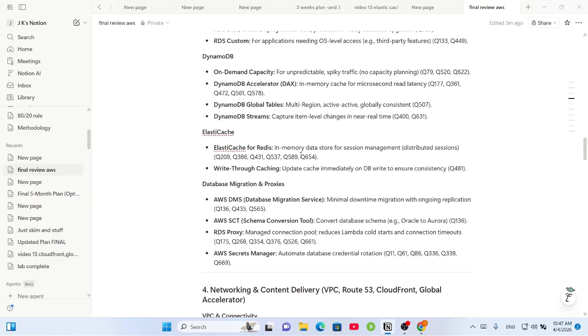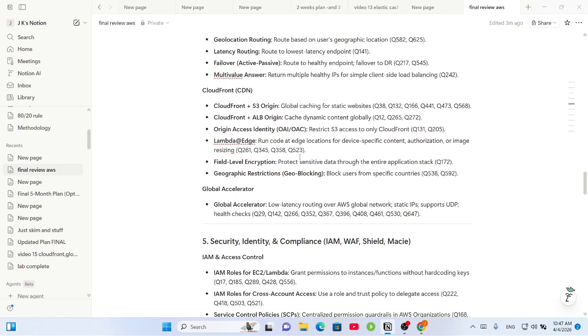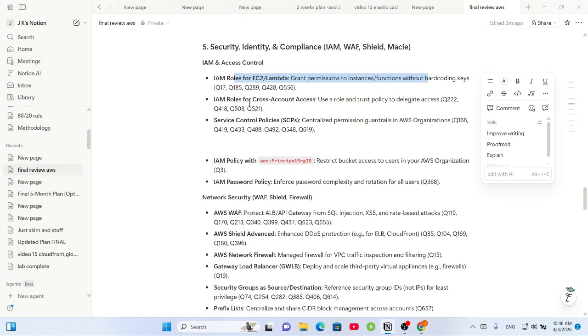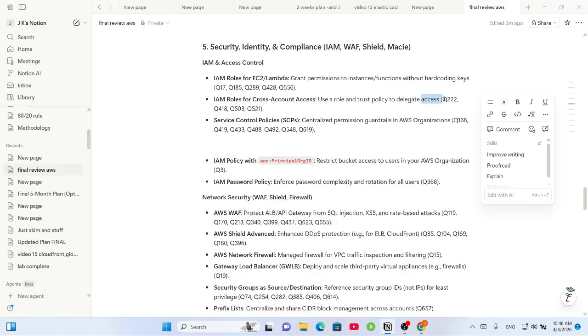I think we went through this already, and we did. Now we have security, identity, and compliance, where we have IAM roles for EC2 and Lambda. IAM roles for EC2 and Lambda grant permissions to instances and functions without hard-coding keys. That's the idea of IAM roles. IAM roles for cross-account access use a role and trust policy to delegate access.